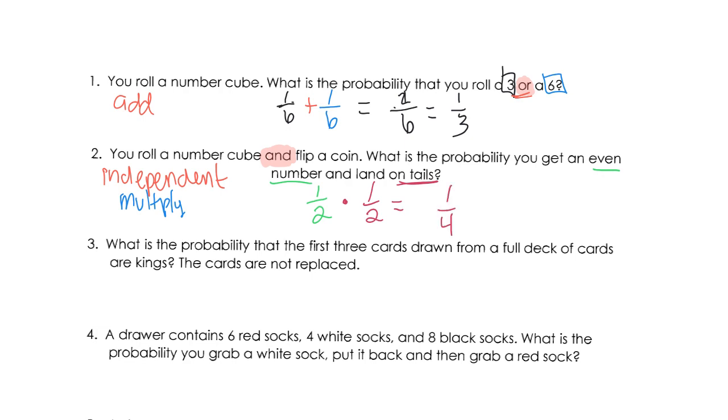I'm going to do one more together with you, and then I'm going to let you go. All right, number 3. What is the probability that the first 3 cards drawn from a full deck of cards are kings? Okay, and it says they are not replaced. So they're not replaced. That tells me that this is dependent, and that tells me I'm multiplying.